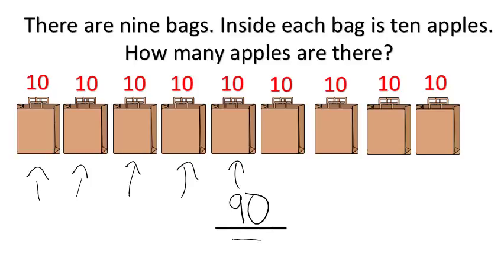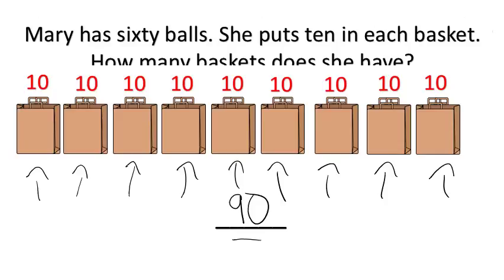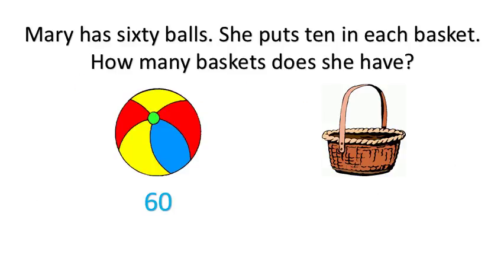So if I separate that by tens, how many tens do I have? 9. I have 9 tens, right? Do I have any ones? No. Do I have any extra pieces of apples? No, I don't. I just have 90 apples. So let's continue. So our next problem, Rasha, please read.